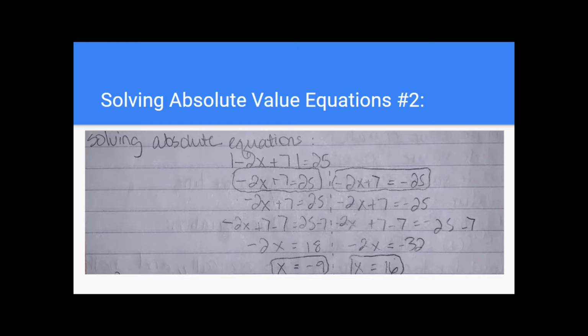So for the next example, we have the absolute value of negative 2x plus 7 equals 25. And you're going to want to set it equal to 25, and then also negative 2x plus 7 equals negative 25. So you're going to want to subtract 7 from both sides. So you have negative 2x equals 18, and then negative 2x equals negative 32. And we have x equals negative 9 and x equals 16.